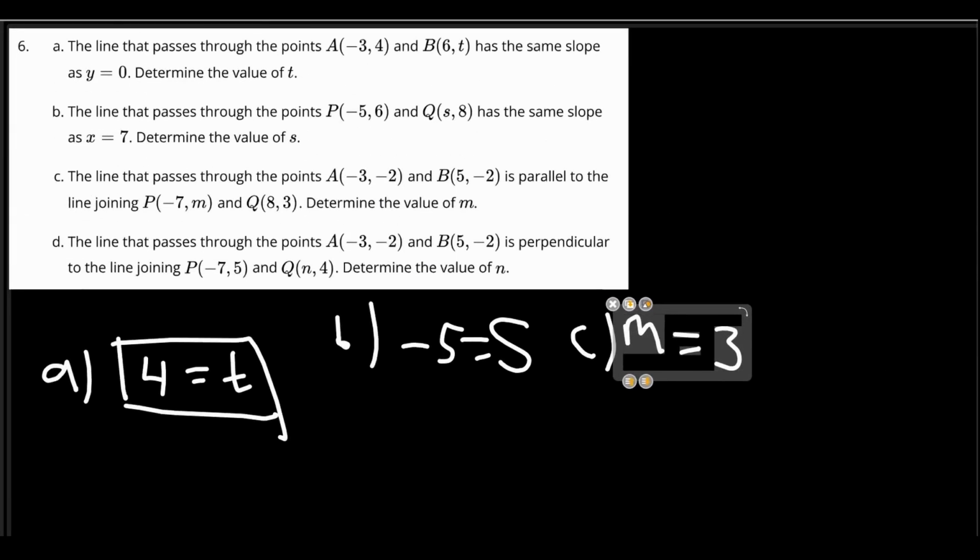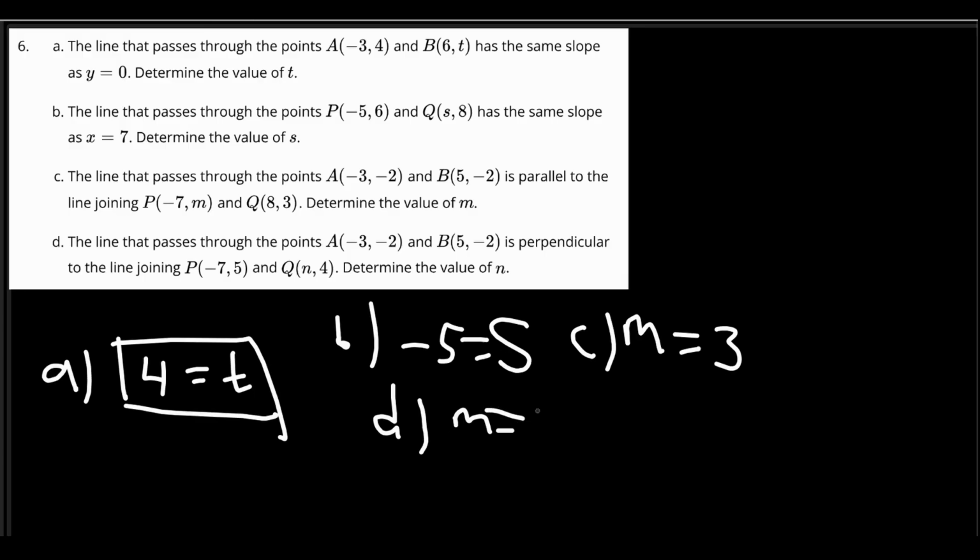Now, finally, for D, it says the line that passes through the points A and B is perpendicular to the line joining P and Q. Determine the value of n. So we can do exactly the same thing as we did before by determining the slope of the line that has the points A and B.